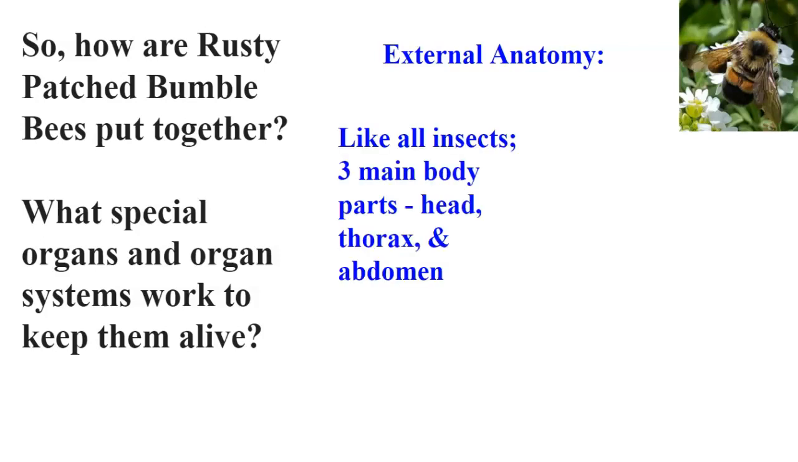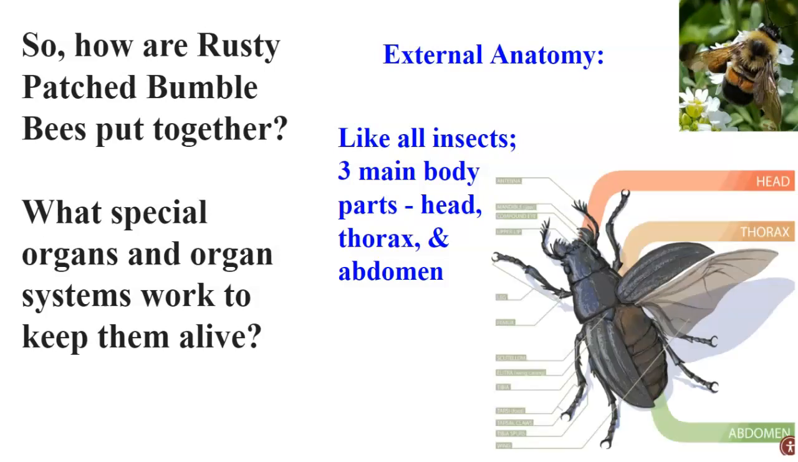Like all insects, the bumblebees have three main body parts: a head, thorax, and abdomen. The head has the mouth features and eyes and sometimes antenna. The thorax is the middle of the body that has legs attached to it. It's the muscular section of the body. And then the abdomen would be the third segment, containing most of the digestive organs and most of the reproductive organs.